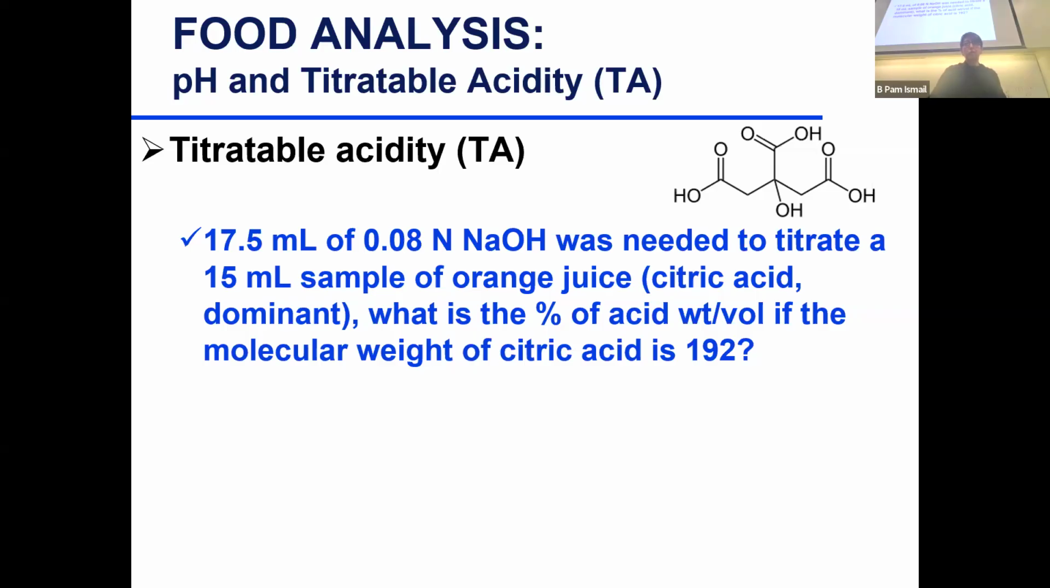Should be easy. Just apply the equation. What's the equivalent weight of citric acid? 64. All right, so you have everything else you need. You divide by the volume of the sample and multiply by 100, so you will get percentage in grams per 100 milliliters. So what do you get?